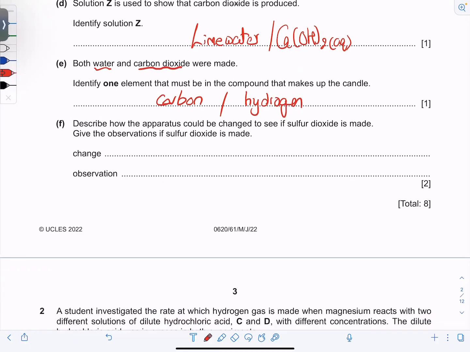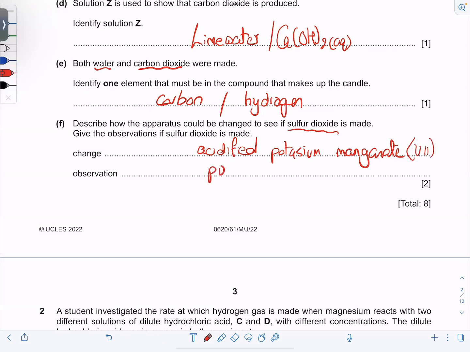Question F, describe how the apparatus could be changed to see if sulfur dioxide is made. Give observations if the sulfur dioxide is made. Of course, the sulfur dioxide test is acidified potassium manganate 7. This is the substance we use as a test for sulfur dioxide. And the result, simply, is that it turns from purple to colorless if sulfur dioxide is present.